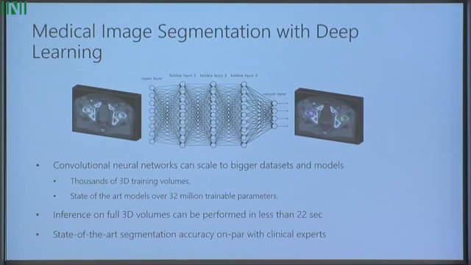So here are some salient features of the model. We use convolutional neural networks, which have been trained on thousands of 3D training volumes. These are state-of-the-art models, which have over 32 million trainable parameters. The inference is done on full 3D volumes as opposed to patches, and can be performed in less than 22 seconds for the prostate cancer case. And again, we find that the accuracy is on par with clinical experts.